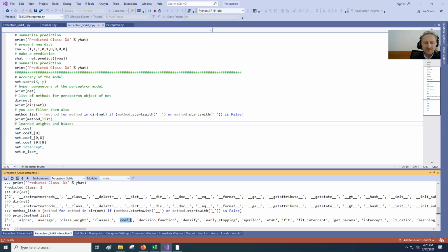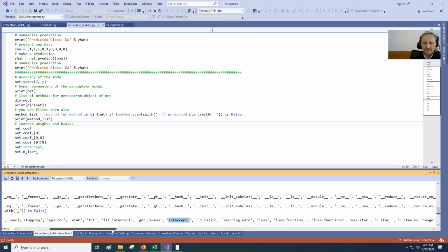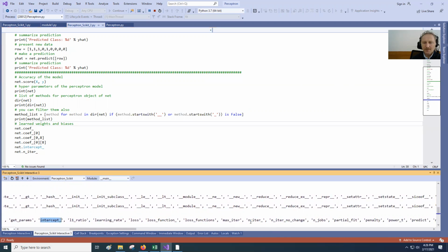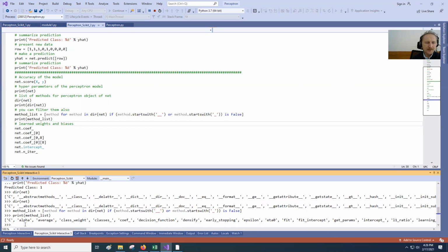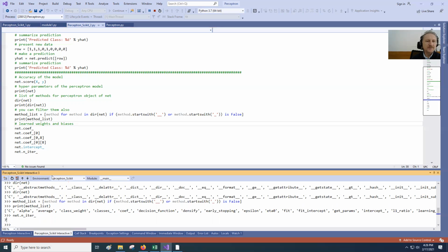Coefficients. We can use it. For example, intercept. We can use it. Number of iterations, for example, let's use this one, copy. Net, and number of iterations. It is telling 7. This means my network iterated 7 times. It was trained 7 times. After the 7th turn, all error became 0 and it stopped training.